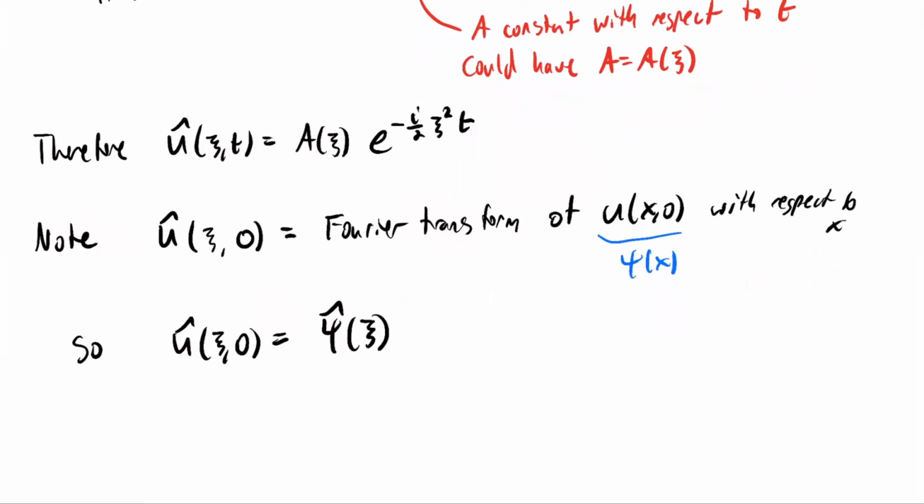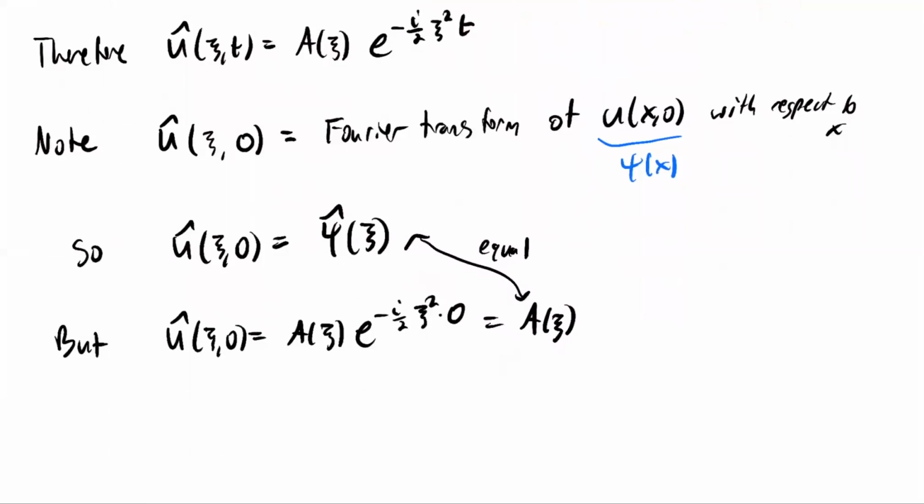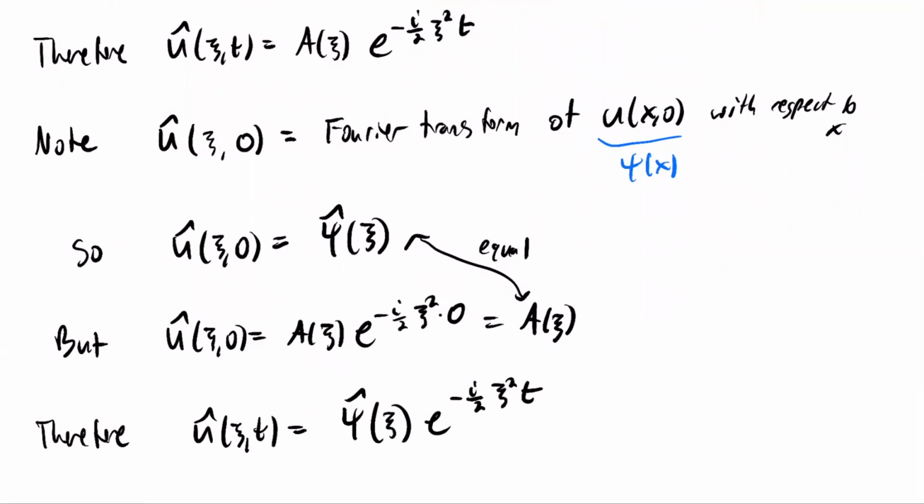But now I know what A has to be. I know that U hat of ξ, 0 is equal to A of ξ times e to the minus i over 2 ξ squared times 0, which is e to the 0, which is 1. So this is A of ξ. And so these have to be equal, because they're both equal to the same thing. Therefore, the Fourier transform of the solution with respect to x is given by the Fourier transform of the initial position function c times e to the minus i over 2 ξ squared t.